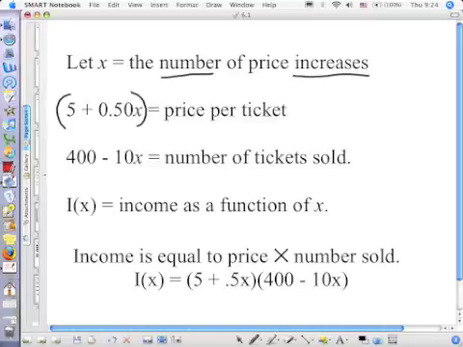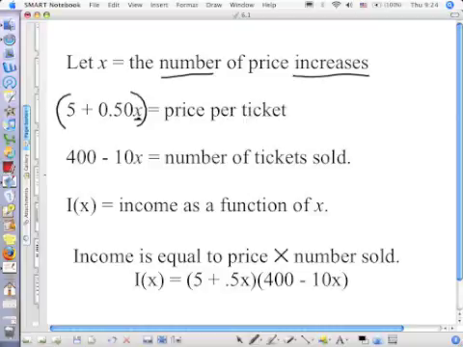All right, well, here is our ticket price. We started off at $5, and then we're going to increase it 50 cents X number of times. That's what we want to figure out. How many 50-cent increases can we do? Does this make sense? Yes. If I increase it once, then it's $5.50. If I increase it twice, then it's $6.